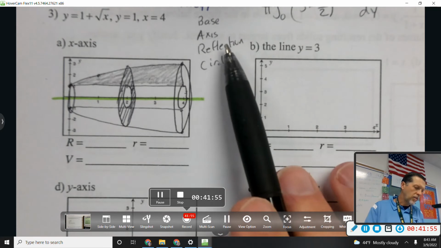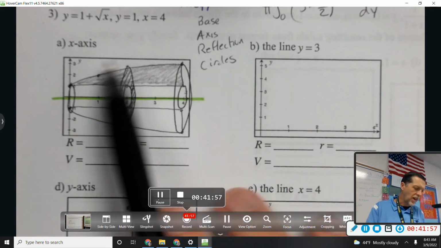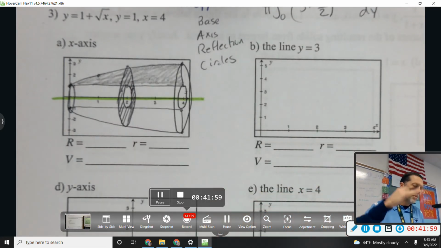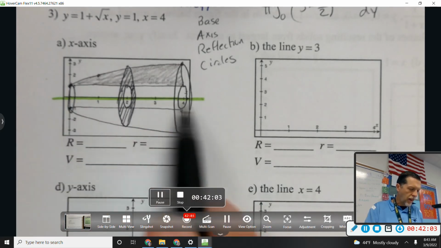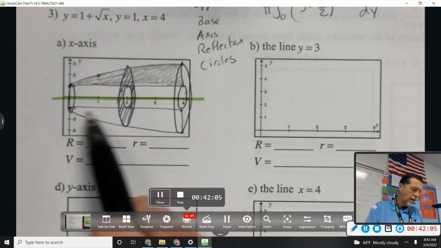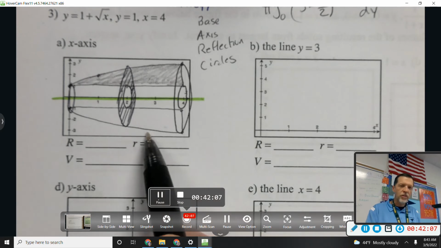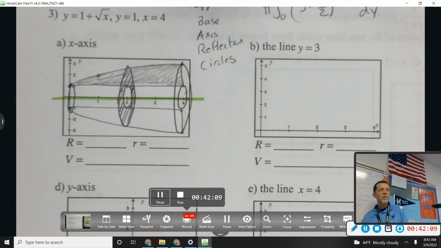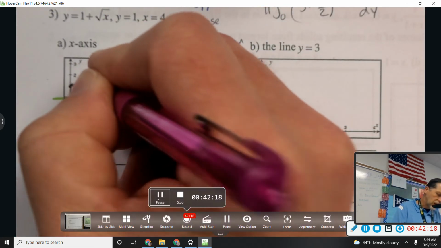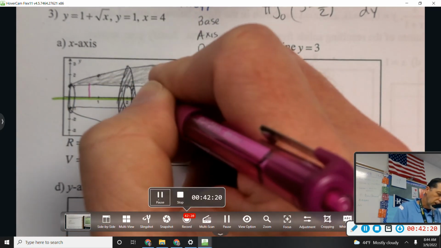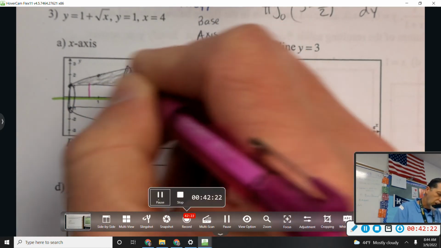Base is that triangle looking thing up above into the first quadrant. Axis is the x-axis. Reflect it, so I draw the 2D picture first, and then I put the circles on it to make it look 3D. Big R and little r always come from the axis. So there's little r. Well, I guess we should do big R first. It comes first in the list there.